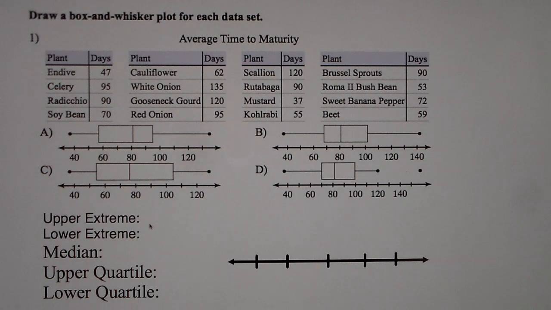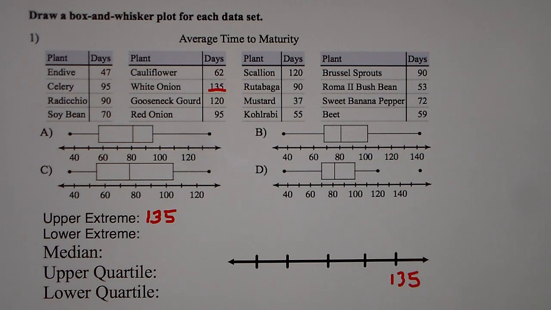Some keywords we're going to be focused on and using are upper extreme and lower extreme. The two extremes are just the highest point in our data and the lowest point in our data. The upper extreme is the highest piece of our data. Looking at this data, we have a 95. Oh, we got 135. That's higher. Looks like 135 is our highest piece of data, so we write 135. That's our upper extreme. And on our graph, the highest number is always to the right, so we also write that there.